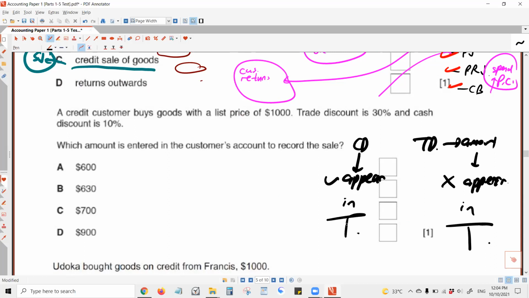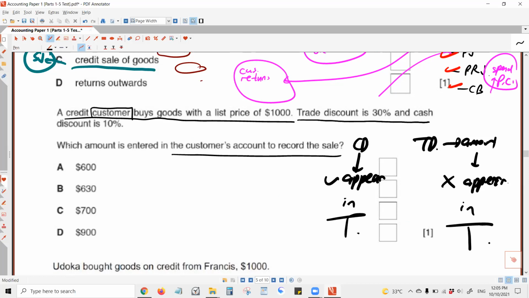Okay, so let's see which amount is entered in the customer's account to record the sale. Credit customer buy goods with a list price of 1,000. Okay, who are we in this question? We are not customer here. Okay, we are the supplier, because it mentions customer. Trade discount is 30%. Cash discount is 10%.